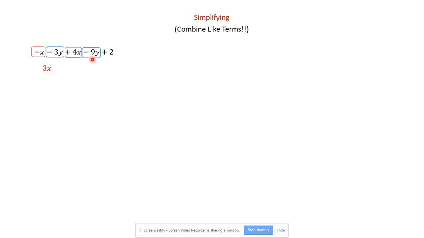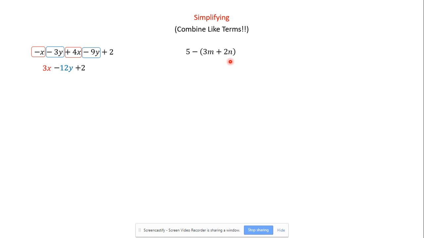Notice when I'm circling these, I'm including the negative because when I see this, I see 4x plus negative 9y, because that negative has to be stuck with that negative 9y. Same thing with the negative 3y. Negative 3y plus negative 9y is negative 12y, and then the plus 2 had nothing to combine with, it just sits there on the end. And so that's what simplifying is, combining like terms.